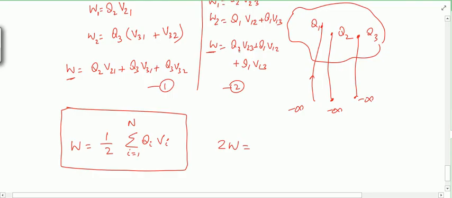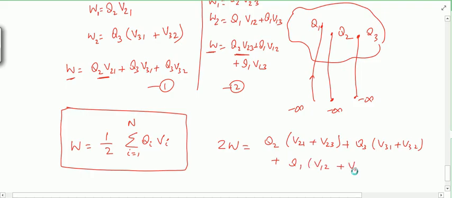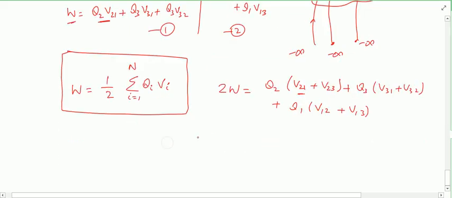So if you add, you can collect some terms, like with Q2, it will be V21 plus V23, right? Plus with Q3, V31 plus V32, plus what is remaining? Q1, V12 plus V13.